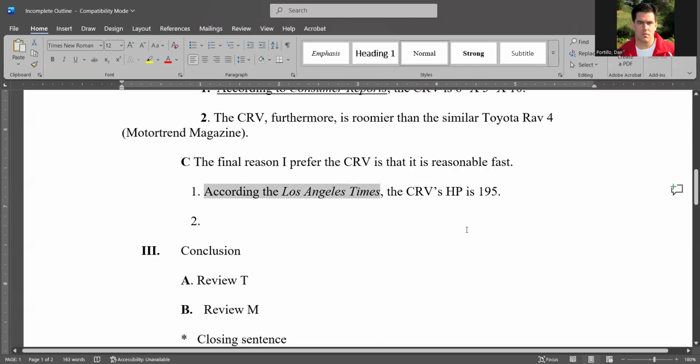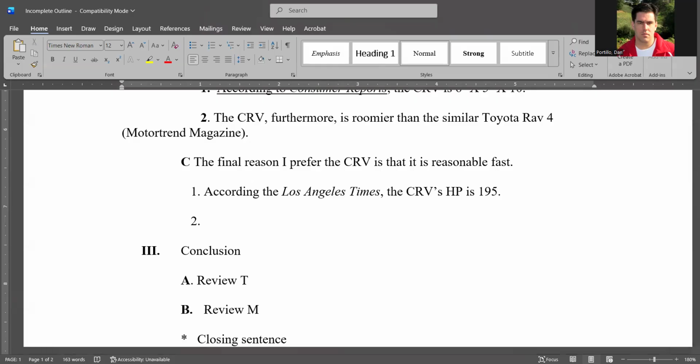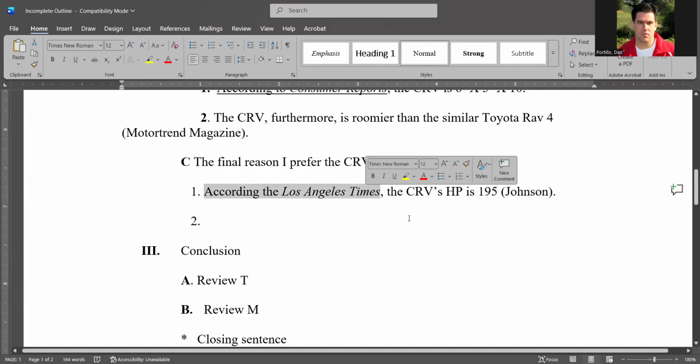And since I'm directly citing the Los Angeles Times, now in this case, I don't cite the author, but let's say there is an author. I could then put something like, let's say the person's last name is Johnson. I can do this because if there's no author, if it's just according to a newspaper, that's fine. But let's say there's an author, I could always put the last name like this. So you could have both if the parenthetical one is providing information that's more specific than the direct citation or the signal phrase.